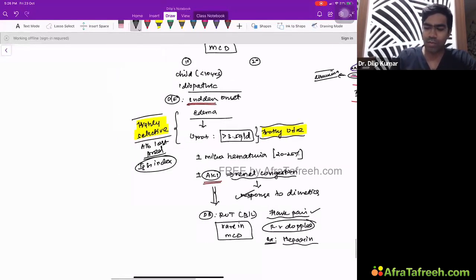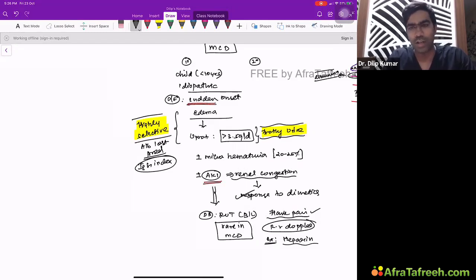If they ask you the next step, always go for renal vein Doppler, or CT venography is better, but in the setting of high creatinine, I generally avoid CT venogram, a contrast study. So I can go for renal vein Doppler, which is much better in these situations.